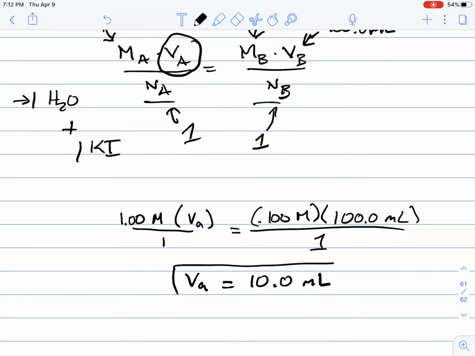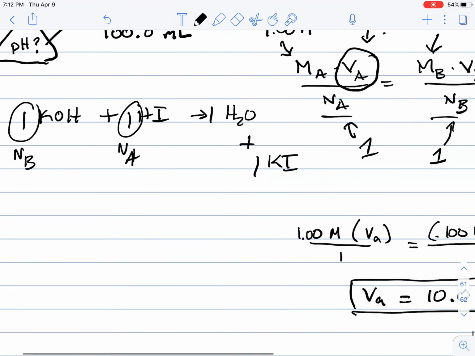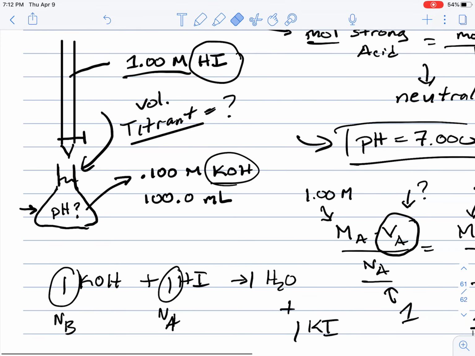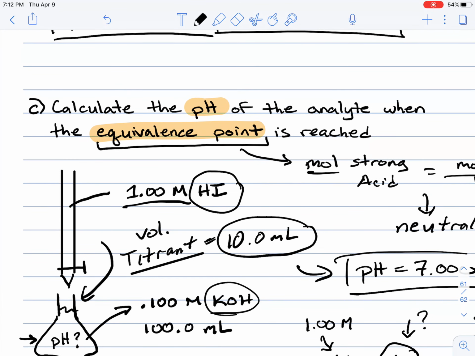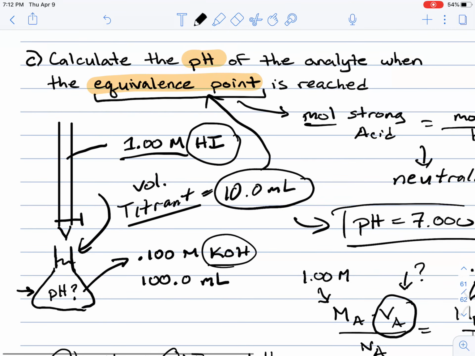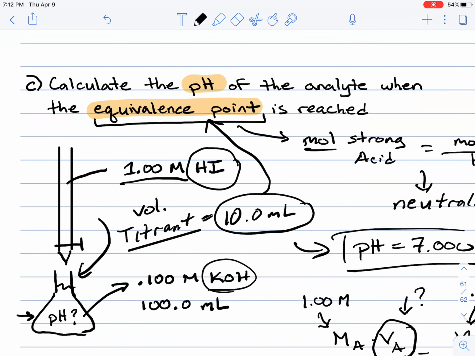And so when we add 10 mils of titrant, then that's going to give us the equivalence point. So this will be the end point of our titration. So this is where that phenolphthalein, if you will, right? It's not exactly phenolphthalein, because the end point for phenolphthalein is more basic than neutral.